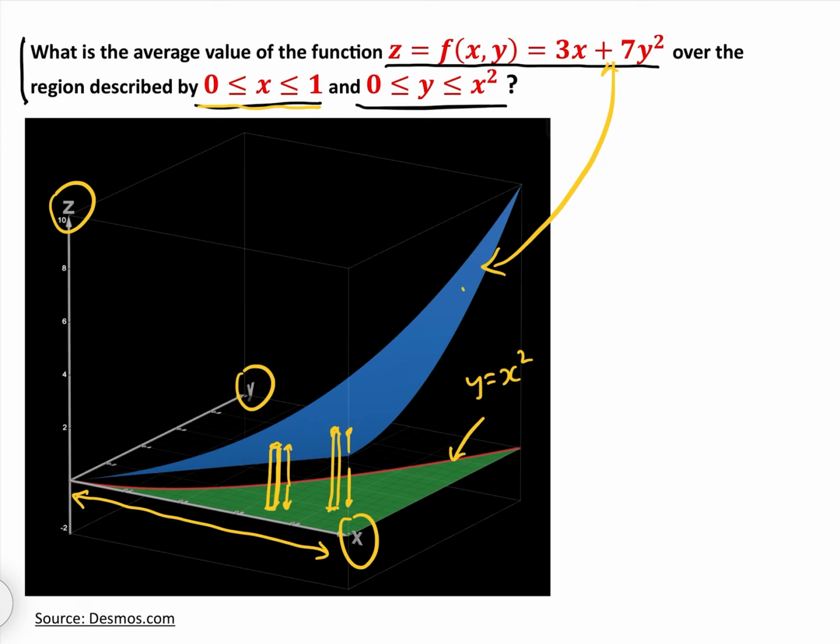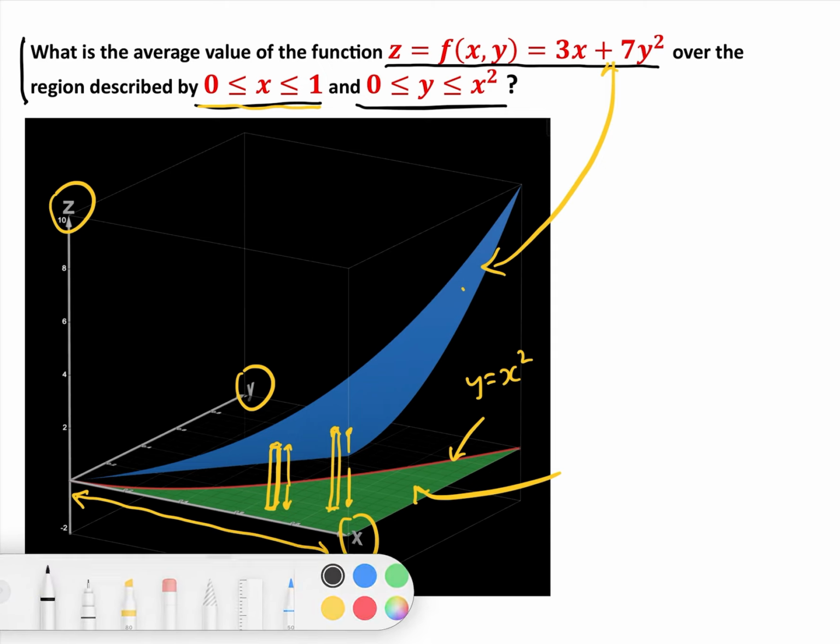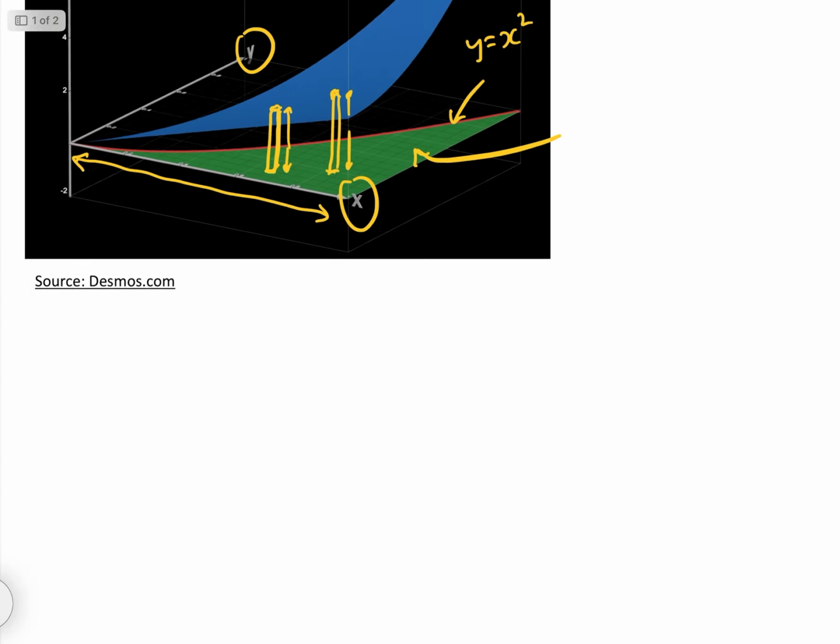And then to find the average value of it, all we're going to do is find the area of the green bit and divide one by the other, and that will give us the average value. Okay, so let's go back into black pen and let's get going.